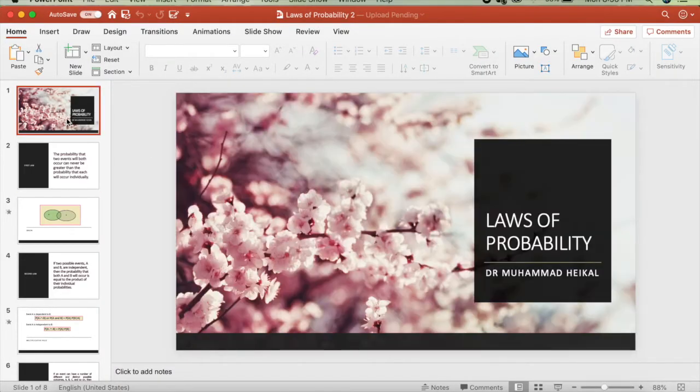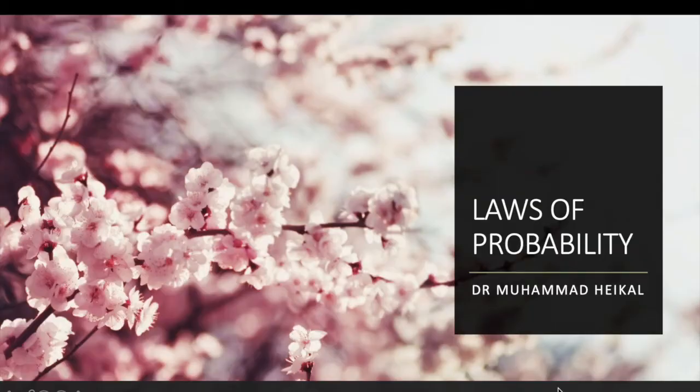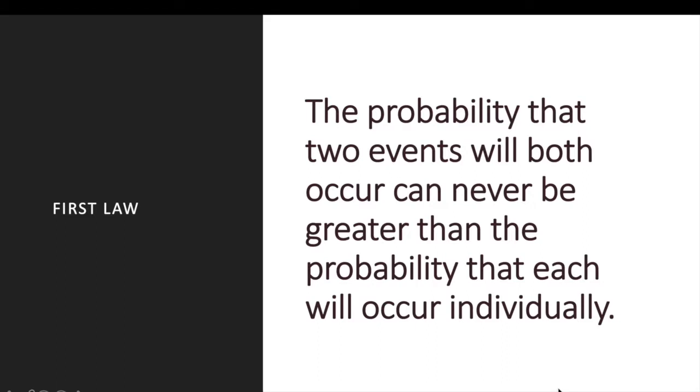Basically, in any kind of theory or subject, there are certain laws and rules that we have to follow, which also includes probability. For probability, there are basically three main laws which can be applied. The first one is that the probability that two events would both occur can never be greater than the probability that each would occur individually.